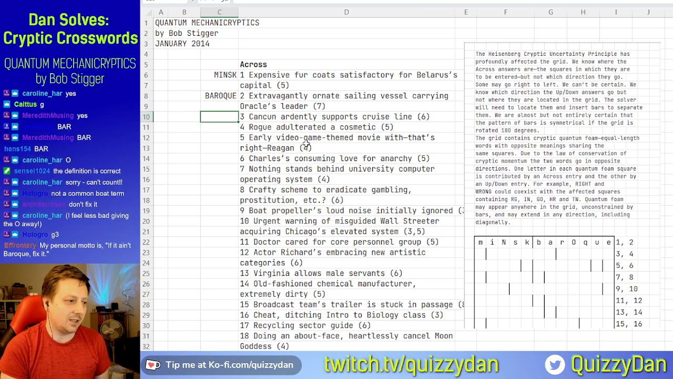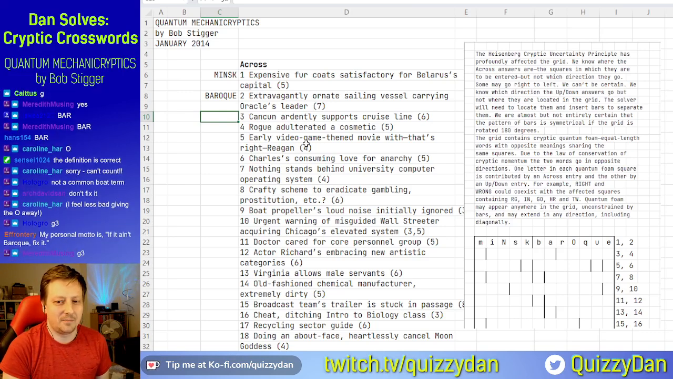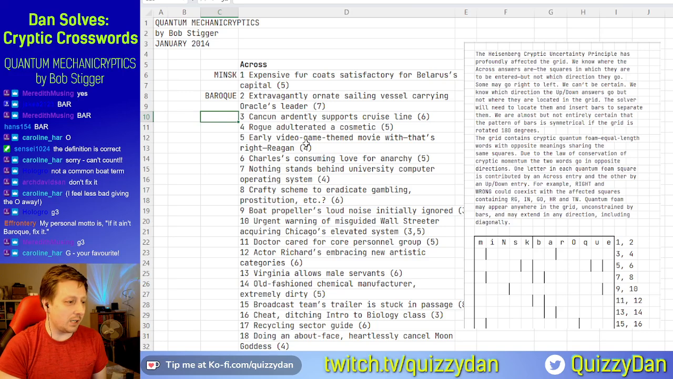Hope you're doing well tonight. Well, there you go, Frontery. Go for 3 in the chat. Go for 3. It is my favourite. It is hidden. It is hidden in Cancun ardently. And it's a cruise line.